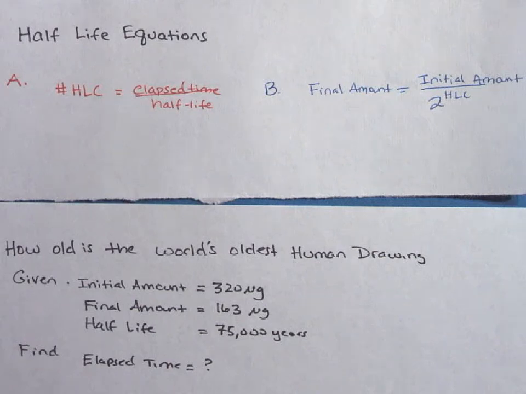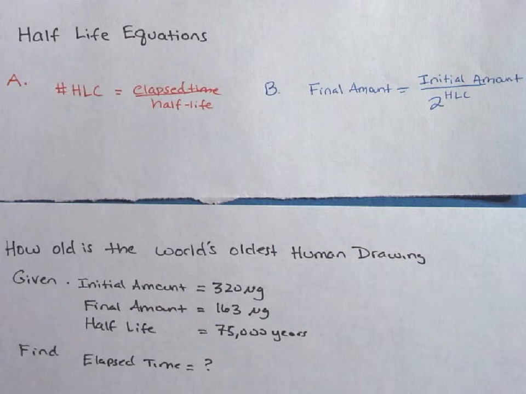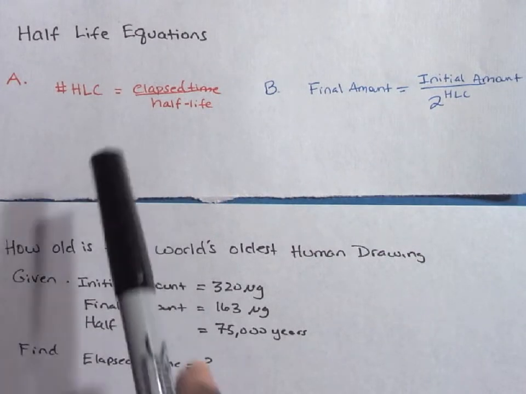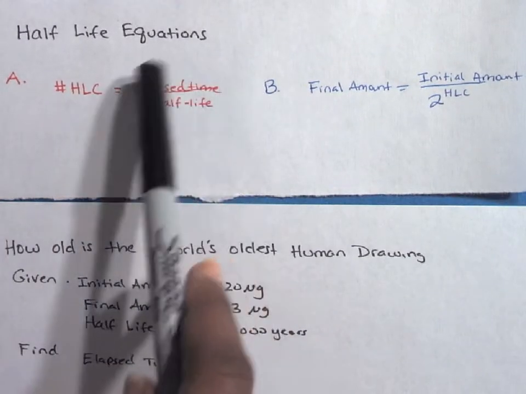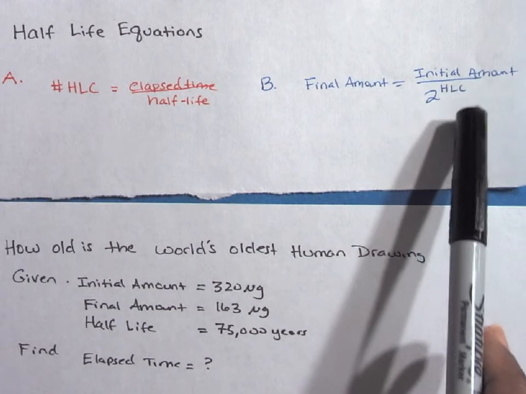Hi, welcome to the half-life equation video for the question, how old is the world's oldest human drawing? So we had already talked about what our given and find are for this problem, and we use that to figure out which equation we want to use first. Since we are asked to find the elapsed time, that means we'll use equation A last since it has elapsed time in it. We're going to use equation B first, and we'll use that to solve for our HLC.